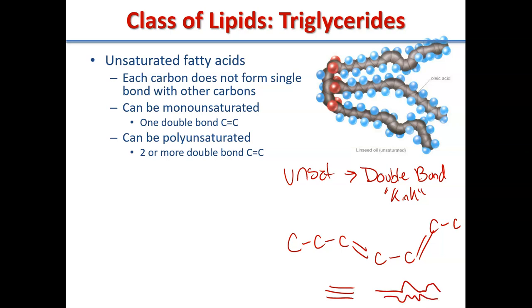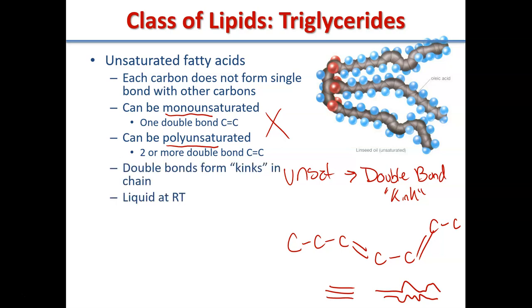If it's just one double bond, we call it monounsaturated. If it's more than one, polyunsaturated. I probably won't ask too many questions on that, but that's for your own knowledge, especially dietary needs. So those double bonds form kinks. And those kinks are not going to allow the fat to lay flat. It's going to make the fat kind of bumpy and give it a little more space. And that space is going to allow the fat to be a liquid at room temperature.